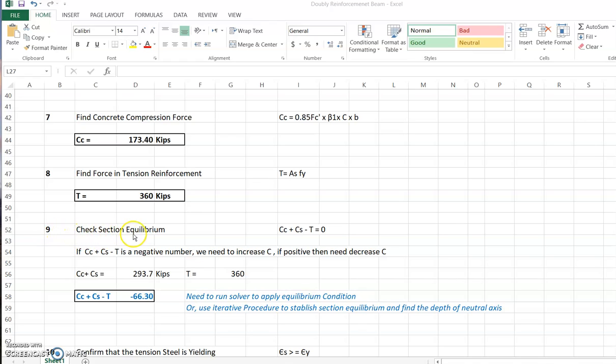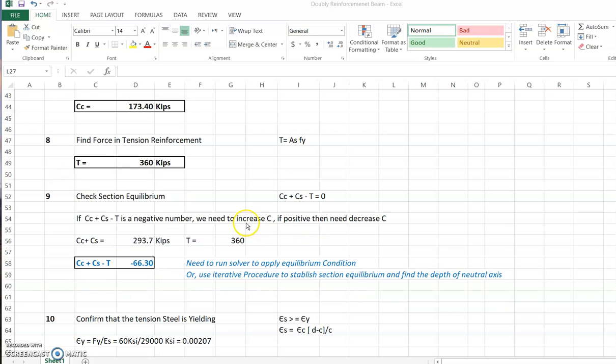Number 9, check section equilibrium. We have to make sure that the forces in the tension and compression zones balance to 0. So C_c plus C_s minus T has to be 0, or C_c plus C_s has to be equal to T. After plug and check of all those values, we get minus 66. That means our tension zone has more force than the compression zone. If this value is negative, we need to increase the c. If it's positive, we need to decrease the c. So it's negative, and we have to increase the c.